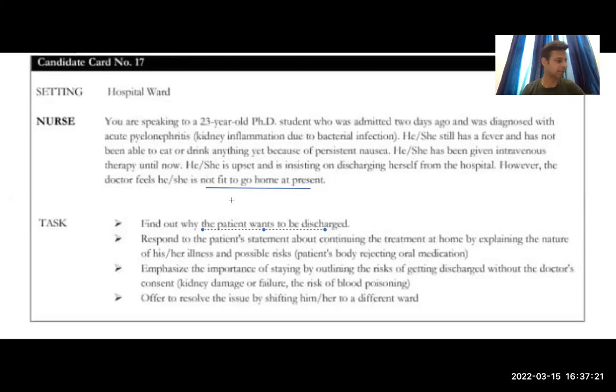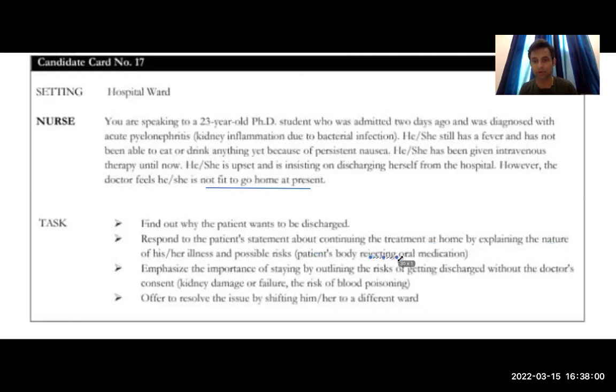Respond to the patient's statement about continuing treatment at home by explaining the nature of his illness. So first of all, you will ask, why do you want to get discharged? Second, tell him that continuing treatment at home is very difficult because your illness is pyelonephritis, which is kidney inflammation, and you are unable to eat or drink anything. So we can't discharge you. And you are having fever even now, and you are having nausea. So it is not the right time. Your body is rejecting or will reject oral medications as well.